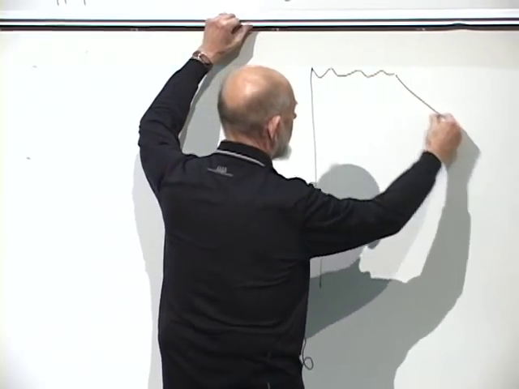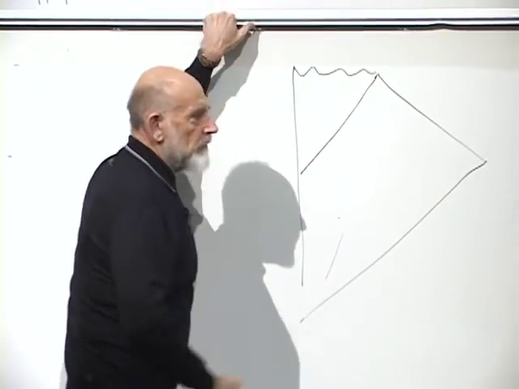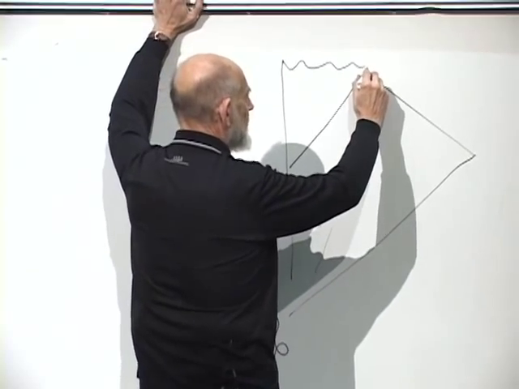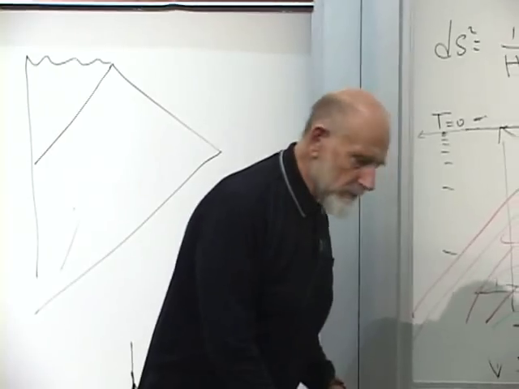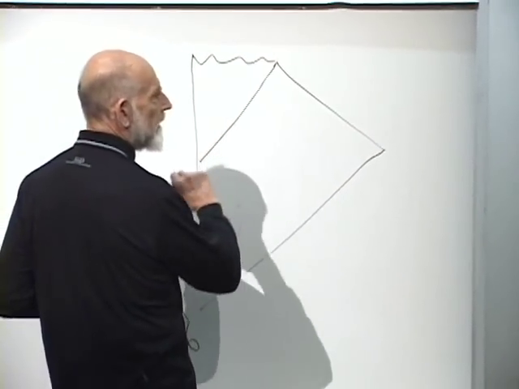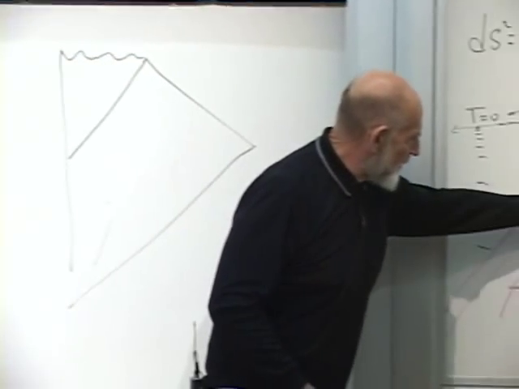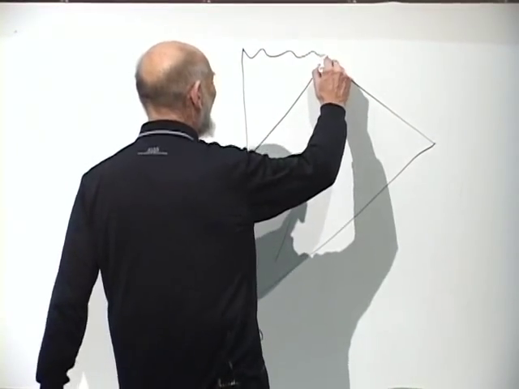Here's the black hole. Here's who stays outside. Let's put Alice outside. Let's keep the color coding. Blue for Alice. Oh, red. Alice is red. Bob is green. No, who's Alice? Alice is blue. Bob is green. I don't know.